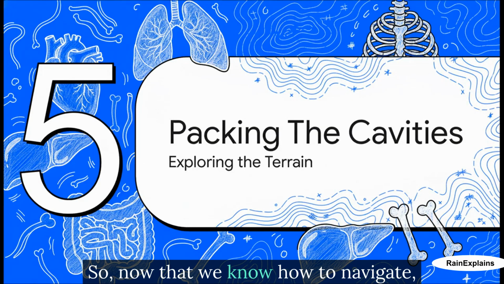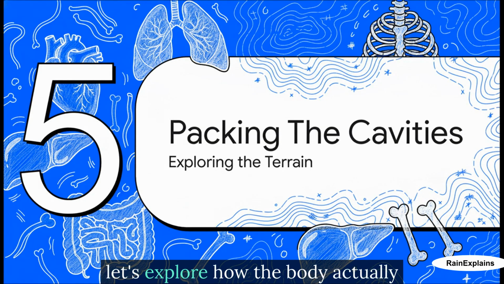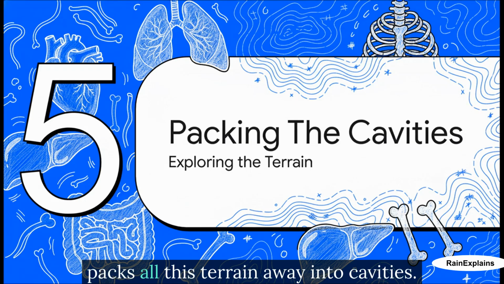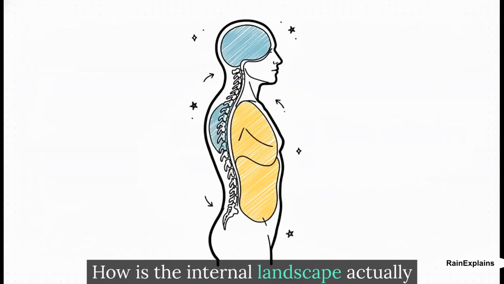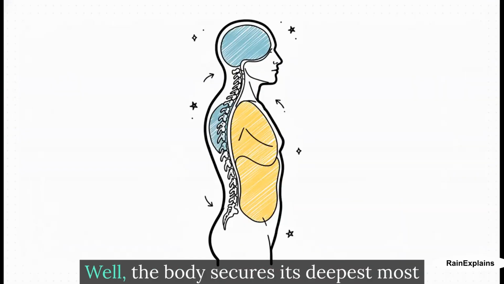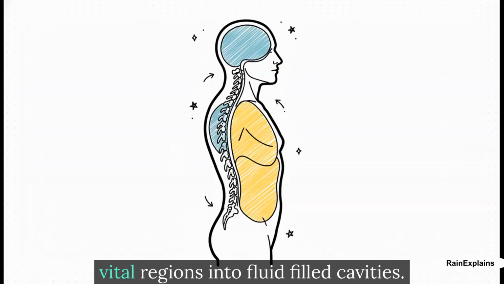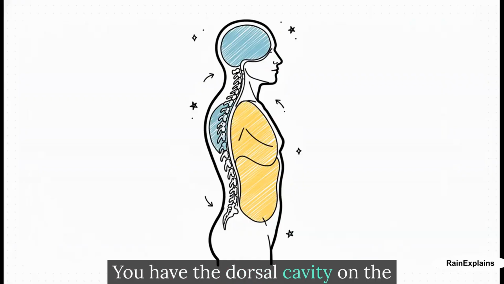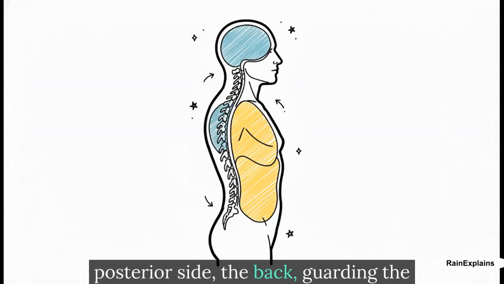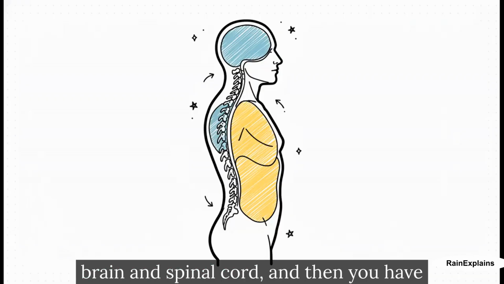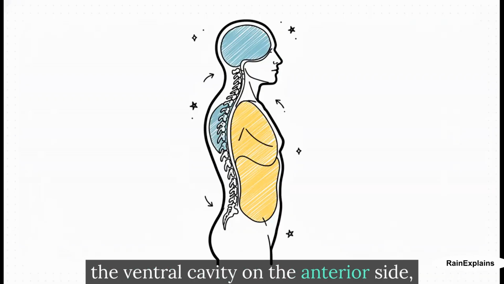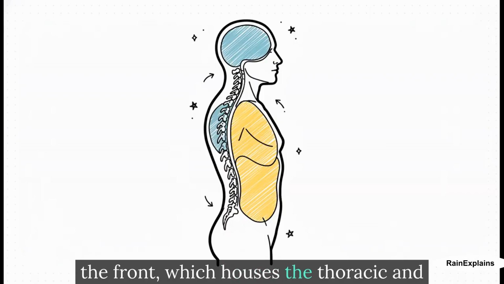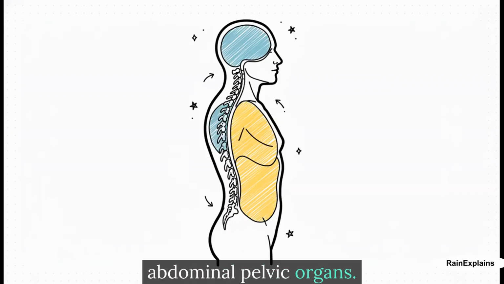So, now that we know how to navigate, let's explore how the body actually packs all this terrain away into cavities. How is the internal landscape actually compartmentalized? Well, the body secures its deepest, most vital regions into fluid-filled cavities. Think of them as two massive safety vaults. You have the dorsal cavity on the posterior side, the back, guarding the brain and spinal cord. And then you have the ventral cavity on the anterior side, the front, which houses the thoracic and abdominopelvic organs.